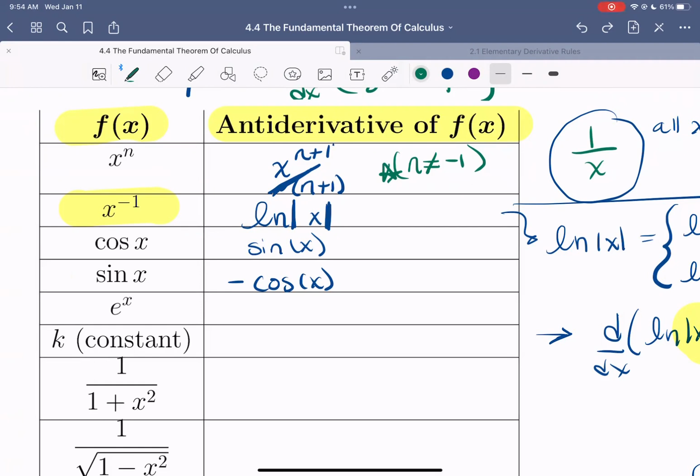e to the x is a fun one. The derivative of e to the x is e to the x, so the antiderivative is also itself. And now if k is just some constant, what function has a derivative that's just a constant? Well, it would be that constant times x. k times x, the derivative is just k, which is what we are looking for.